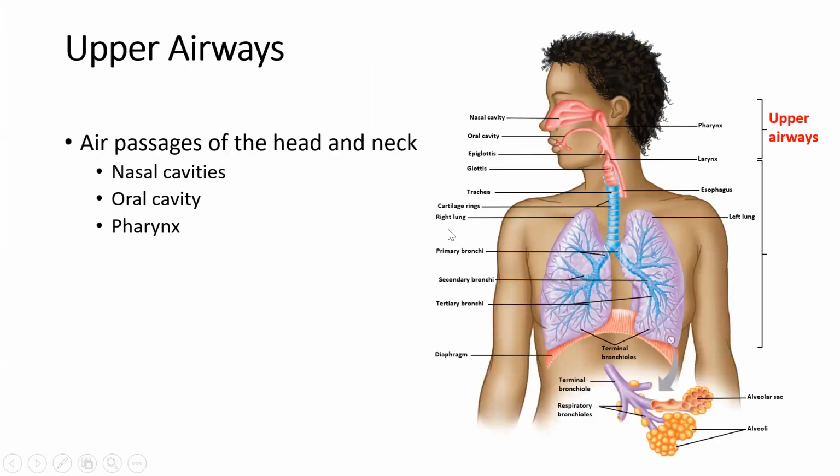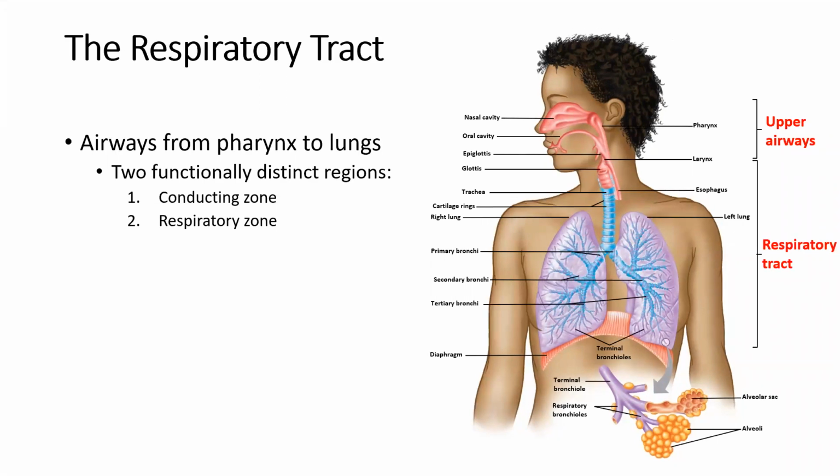All right, so speaking about the upper airway, there isn't much to see here, just the nasal cavities, so the nasal region, the oral cavity, especially for mouth breathers. This is also a route of introducing air into the respiratory tract. And then we have the pharynx. So from the nasal cavity and oral cavity up until the pharynx, this is called the upper airway, okay? The rest of the way down from the pharynx all the way down to the lungs, this is called the respiratory tract, okay, really important.